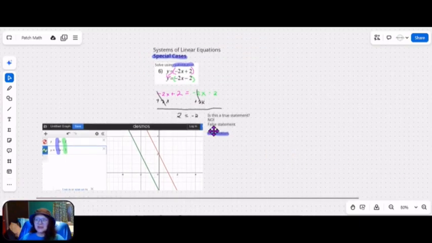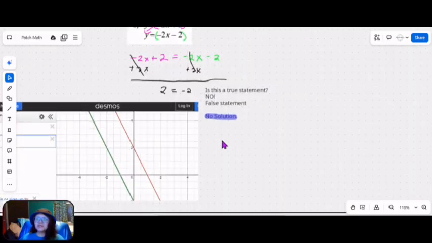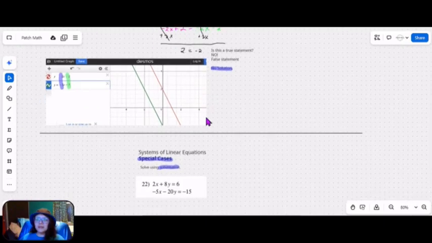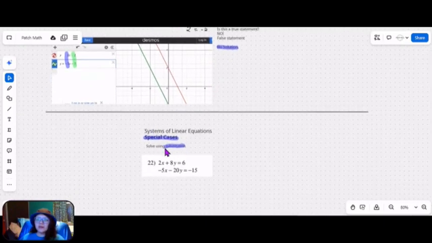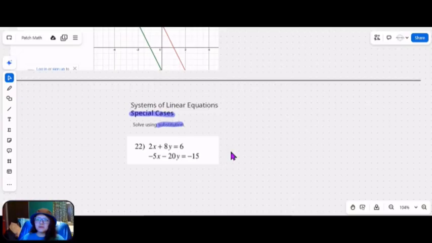In the last video, we found a no solution through substitution, and today we're going to continue looking at the other special cases using substitution and how they are going to show up algebraically. I'll also show you the graph as well, so you'll have that.